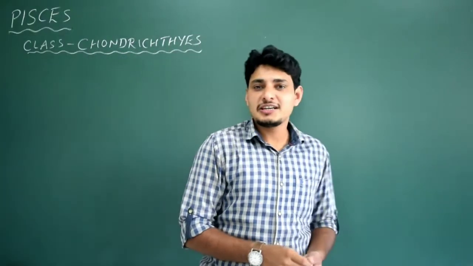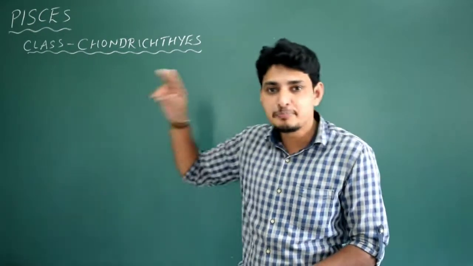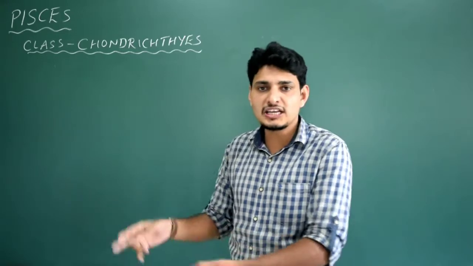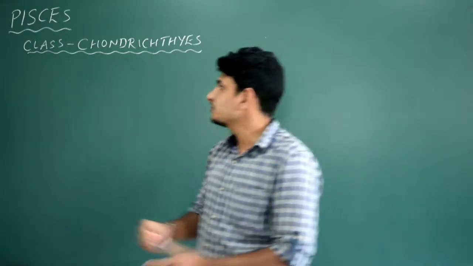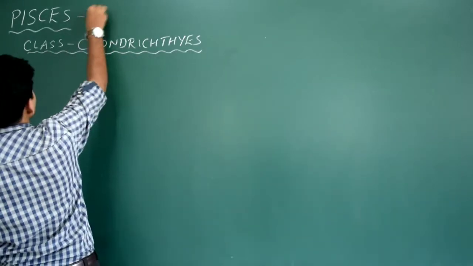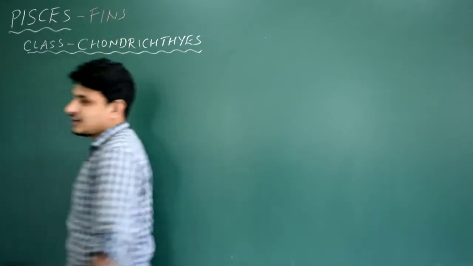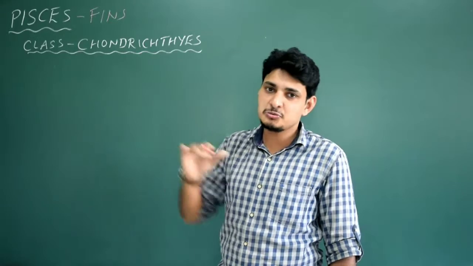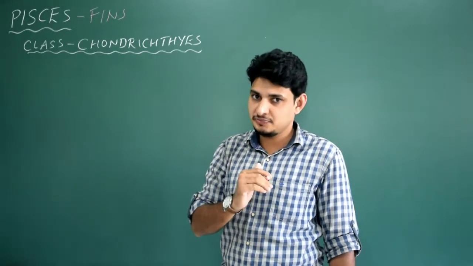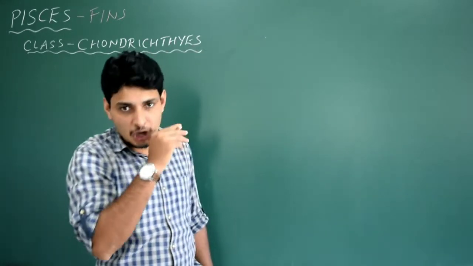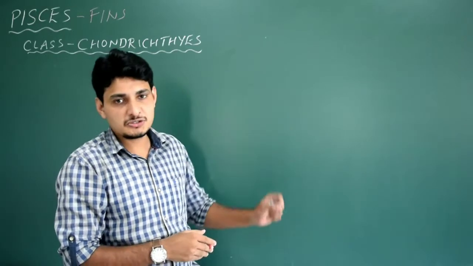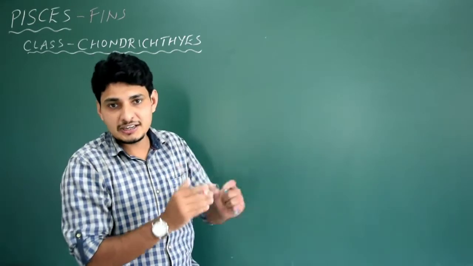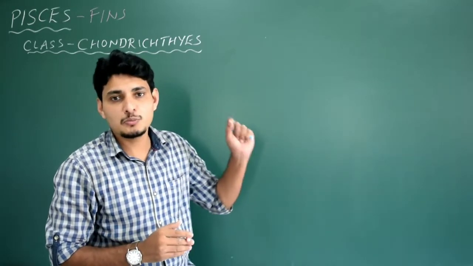Now we are going to study the next division, that is species. That means the organism which bears fins. We just write here fins. In that there are two classes. Class 1 is chondrichthyes, the fishes which bear cartilage, whereas the other one is osteichthyes, that is the fishes which have an endoskeleton made up of bones, that is a bony endoskeleton.